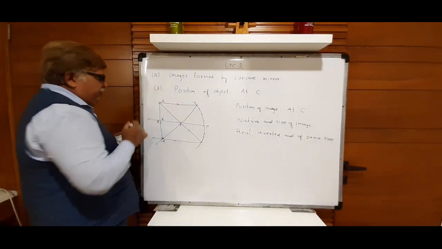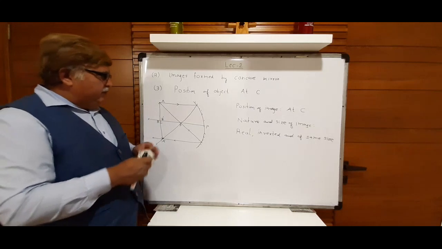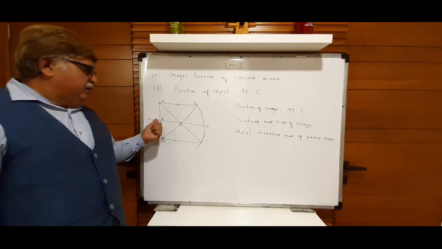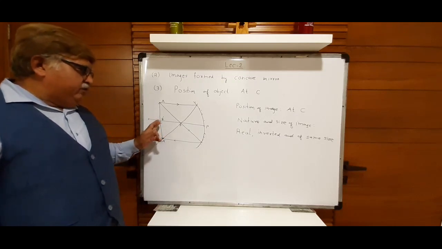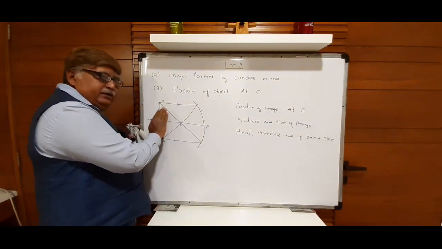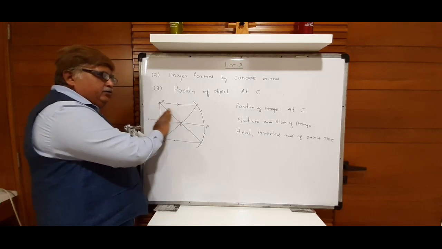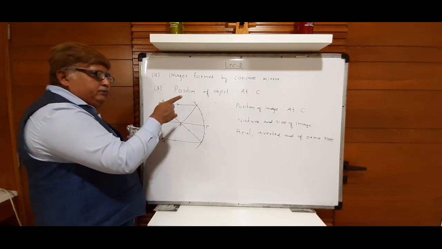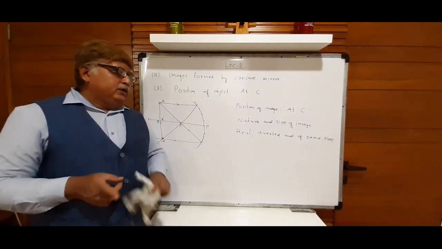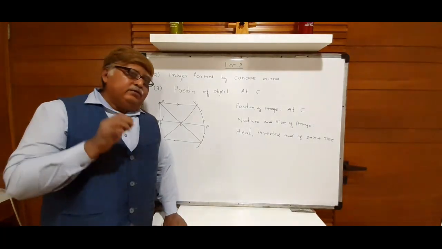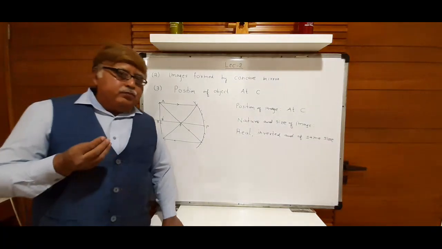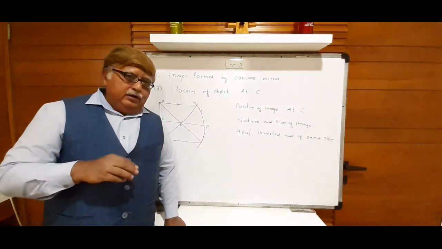Where the object was initially in the first diagram at infinite distance, then in the second away from center of curvature, then in the third at center of curvature. We are trying to bring the object nearer and nearer to the mirror, and we are observing what happens to the nature and size of the image. In the first one, if you can remember, the image was highly diminished, point like. In the second, the image was smaller. In the third, image of same size.